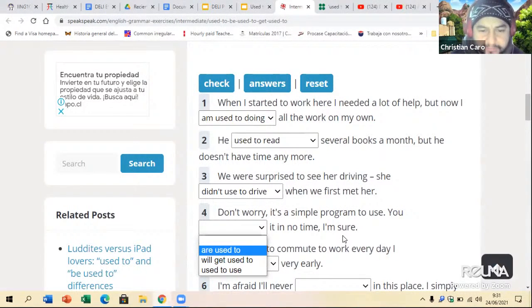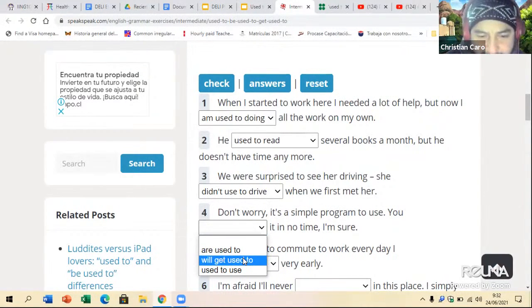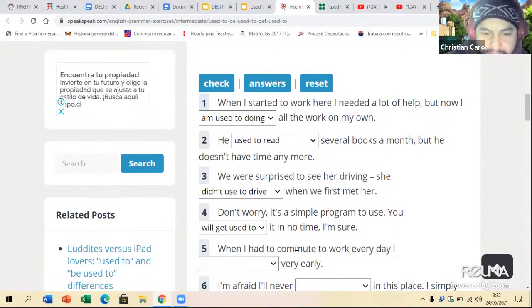Catalina dice Will. Vicente dice Will Smith. The Prince of Bel-Air. Tomás Vega dice Will. Willy Wonka. Todos dicen Will. Times 100,000. All right. You will get used to it in no time.